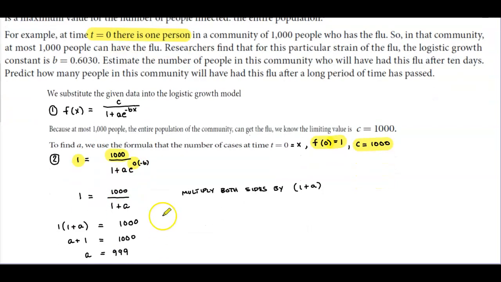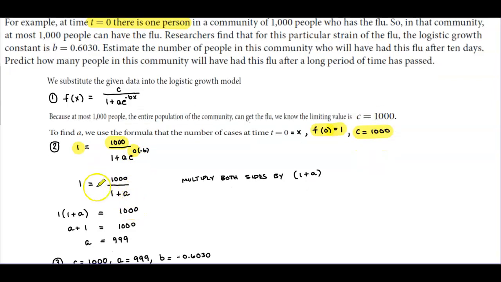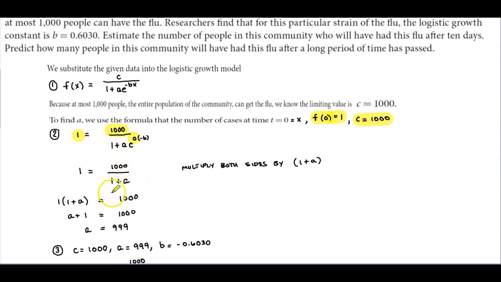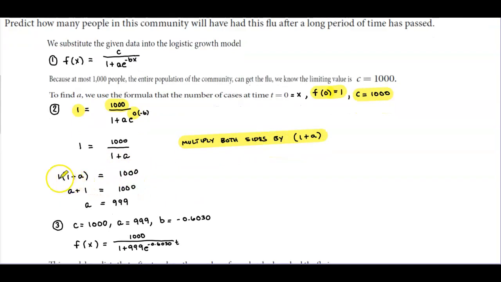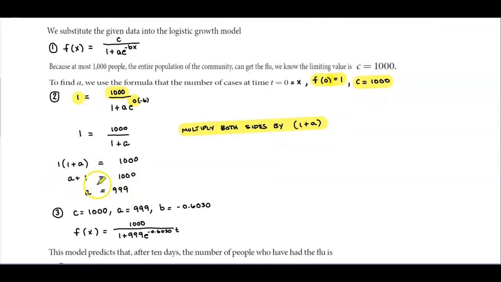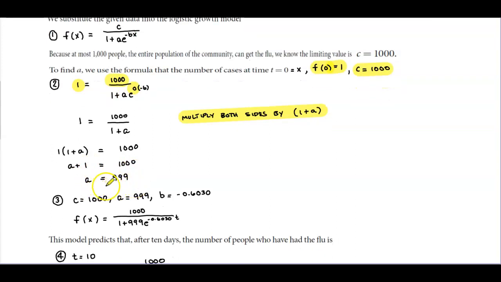So now, in order for us to solve, we know that anything to the power of 0 is going to be 1. So e to the 0 in this scenario is going to be 1. So we have 1, which is equal to 1,000 over 1 plus a. And now our goal is to solve for a. In order to do that, we're going to multiply both sides by the quantity 1 plus a. So multiplying both sides by the quantity 1 plus a leaves us with 1 times 1 plus a, which is equal to 1,000. Distributing that 1 just leaves us with a plus 1, which is equal to 1,000. Subtracting 1 from both sides, now we know that a is going to equal 999.